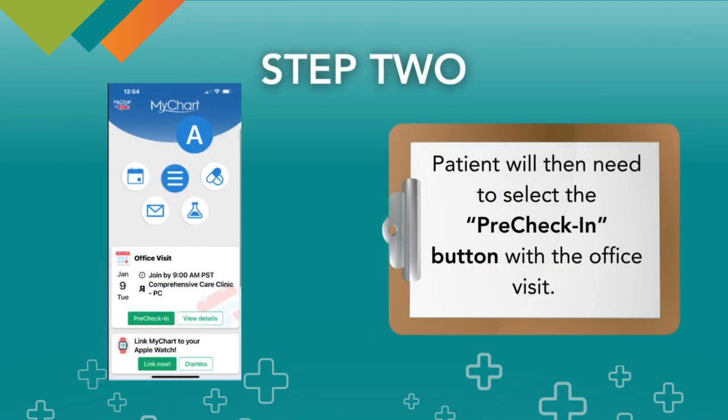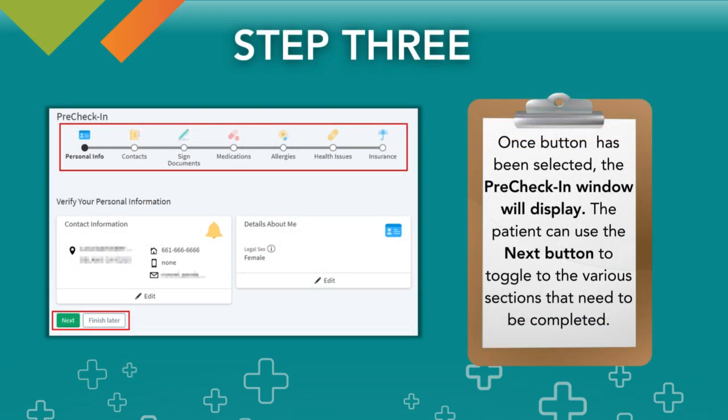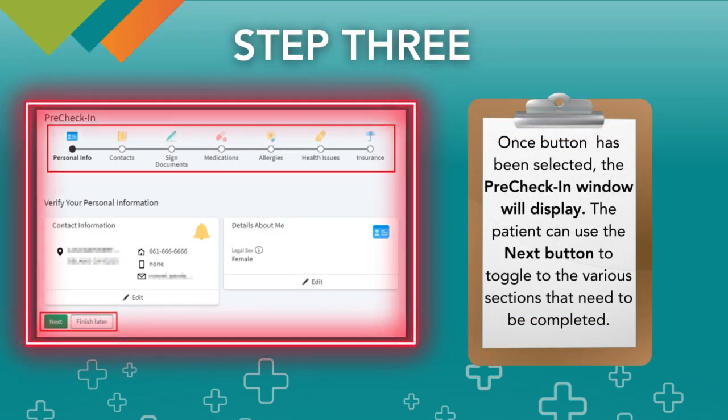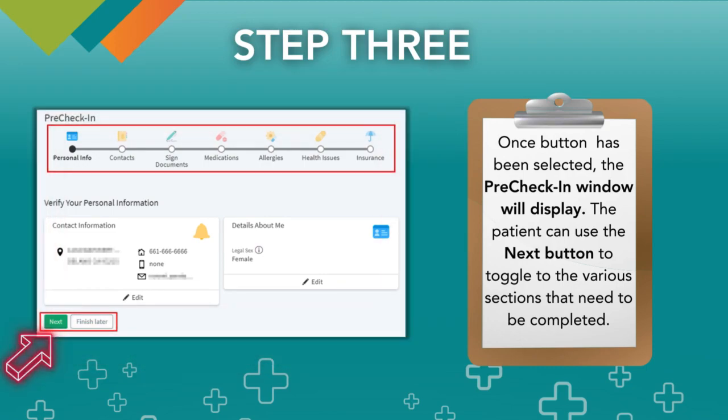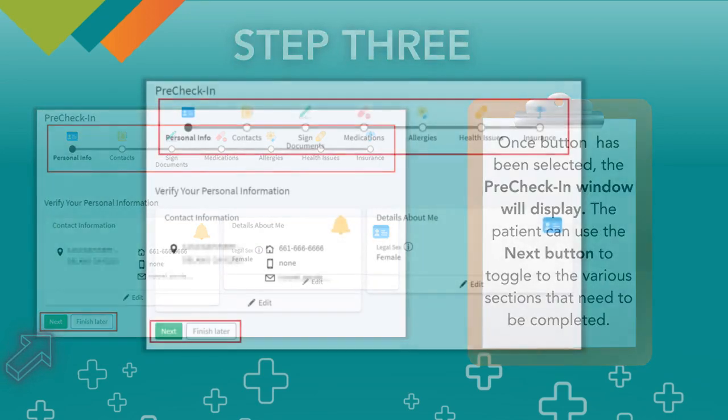Moving on to Step 2. The patient will then need to select the Pre-Check-in button within the office visit once they have logged in to the MyChart. Once the button has been selected, the pre-check-in window will display. The patient, you, can use the next button to toggle the various sections that need to be completed.